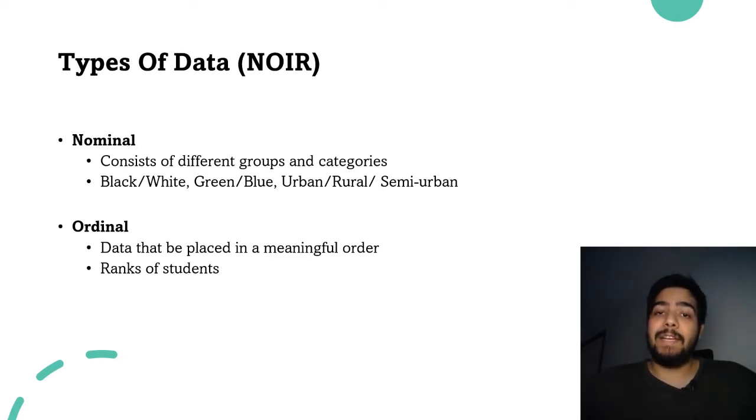The second type of data is ordinal data, and this is data that can be placed in a meaningful order. For example, ranks of different people or students in the class or in a competitive exam.